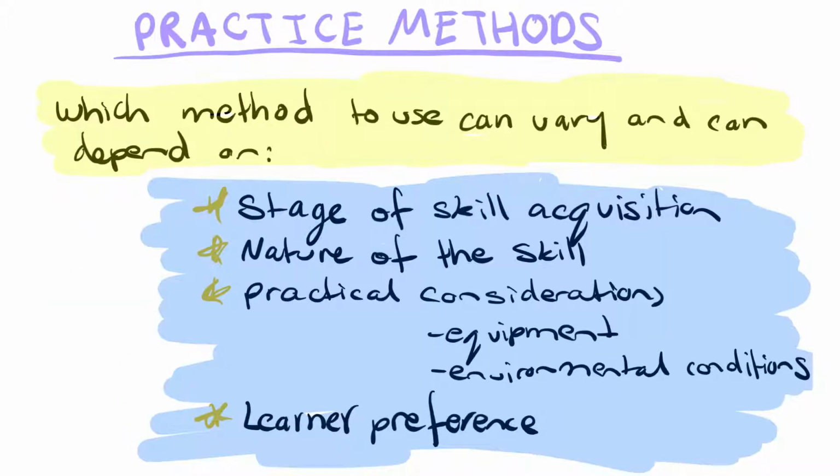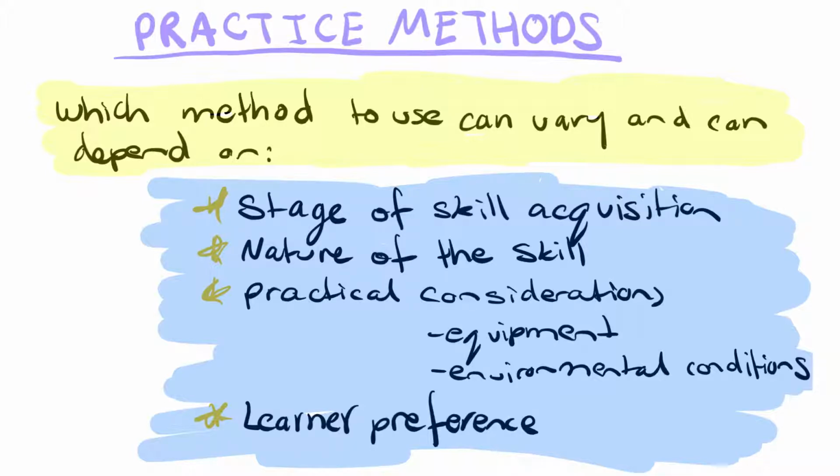So when we look at these practice methods and ask which method is the best to use for an athlete, it's going to depend and can vary, depending on the stage of skill acquisition that the learner or athlete is at, and the nature of the skill. So is the skill closed or open? Is it a discrete skill or is it a continuous skill?